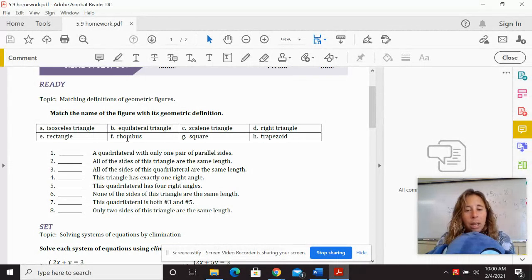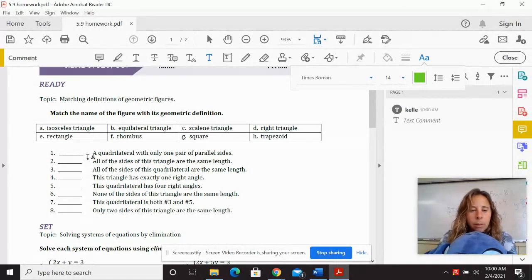So what do you think? Think about it. Is it a rhombus or is it a trapezoid? It is, in fact, a trapezoid. A trapezoid only has one pair of parallel sides. Number 2, all of the sides of this triangle are the same length.